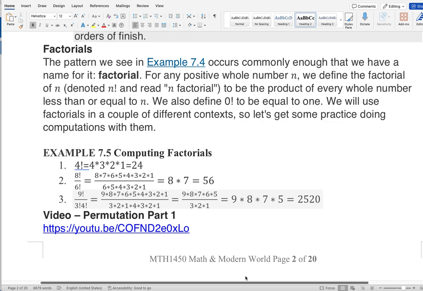This is the continued discussion on permutation, especially factorials. Last time we introduced the operation of factorials. N factorial is a product starting from the number n all the way down to 1, like 4 factorial, 8 factorial, 9 factorial, all those things, okay.